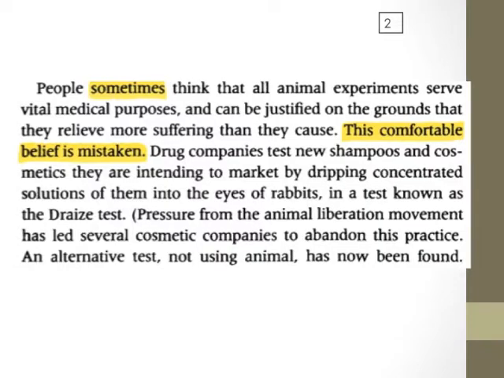So the key sentence here is when it says, this comfortable belief is mistaken. And which belief is he talking about? Well, the belief that all animal experiments serve vital medical purposes and can be justified on the grounds that they relieve more suffering than they cause. Right? This is what comes before. And what follows after this sentence are the reasons against such belief.